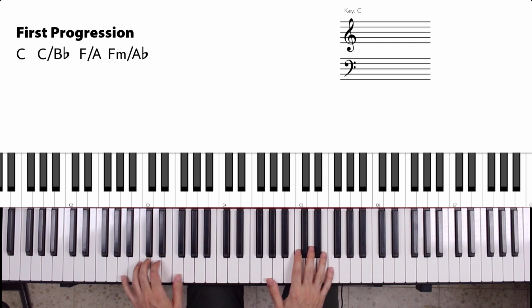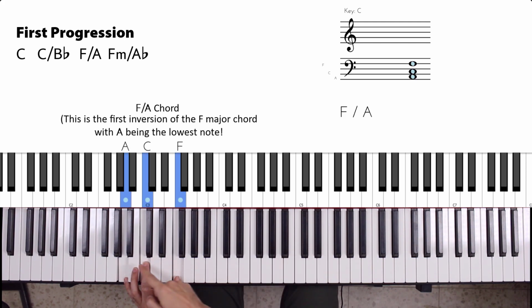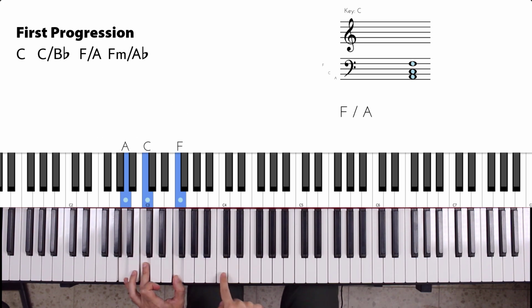The next chord is an F major with, again, making sure that the A is in the bass note. I take the F major chord, I take the middle note, which is a C. I have an A, a C, and an F. I take this C up an octave.